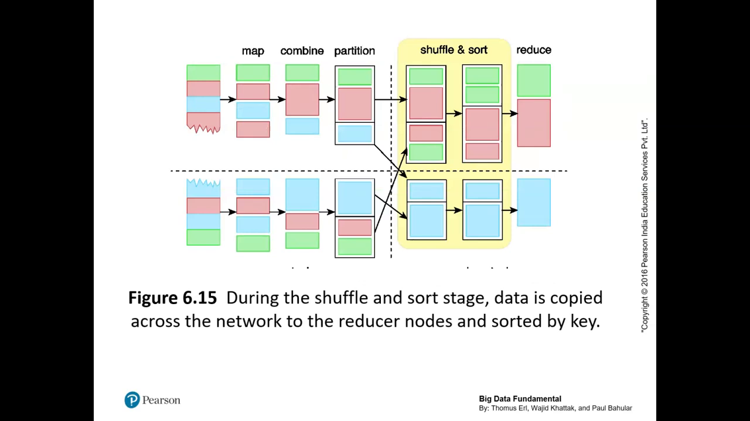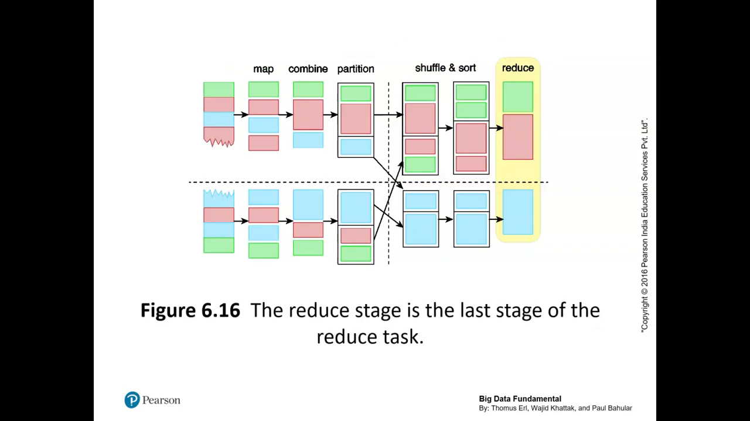And the next stage is the shuffle and sort stage. What is done is the data is copied across the network to the reducer nodes and sorted by the key as well. So we have the key, and the key is used for indexing and sorting.